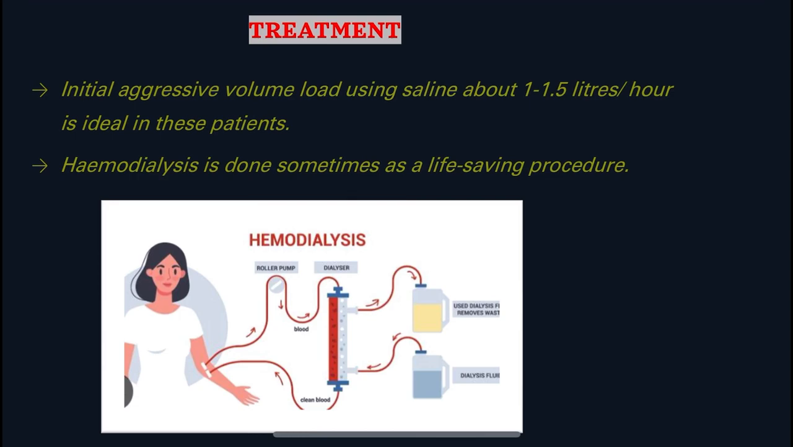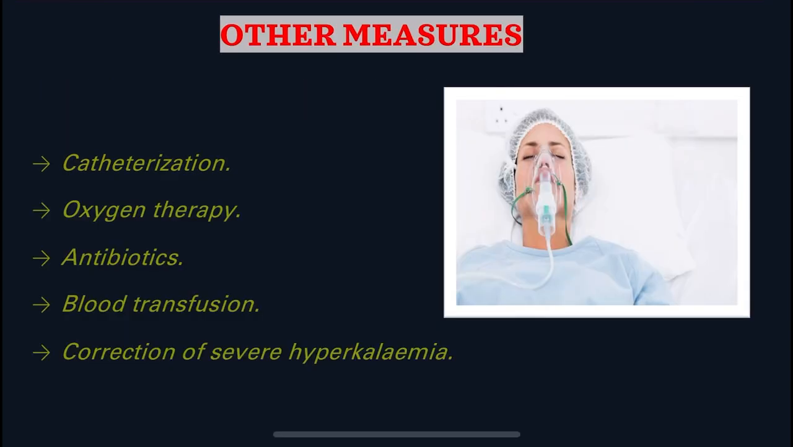Initial aggressive volume load is done by using saline. About 1 to 1.5 liters per hour is ideal in the patient suffering with crush syndrome. Hemodialysis is done sometimes as a life-saving procedure if there is renal failure. The other measures will include catheterization, oxygen therapy, appropriate antibiotics if there is toxemia or sepsis or inflammation of the body, blood transfusion, correction of the severe hyperkalemia.